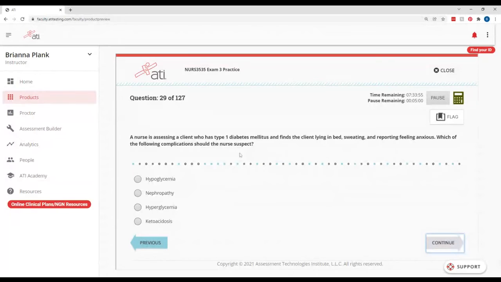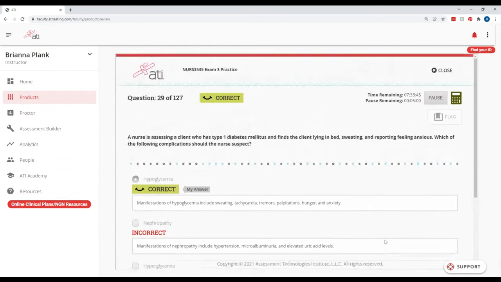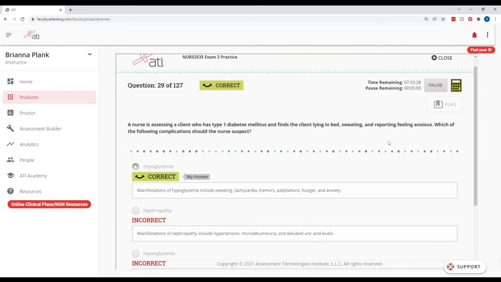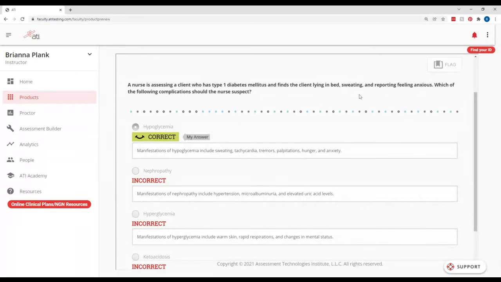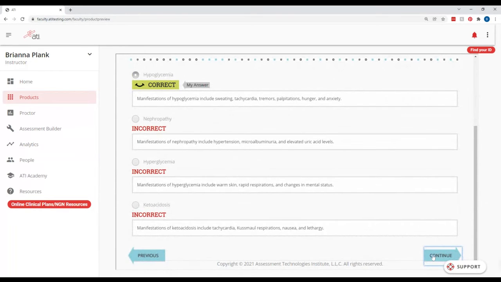The client is lying in bed sweating and feels anxious. Uh-oh, what do we think is happening? Okay, good. I was gonna say, everybody please say A. Exactly. So pretty easy question, I hope. They've got you with the type 1 diabetes, okay? Sweating, anxious, hypoglycemia, like gold standard. Anytime our patient's sweating, feeling anxious, we want to check their blood sugar.